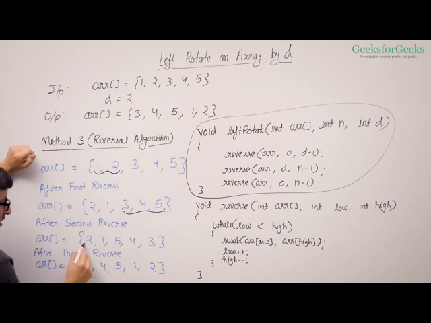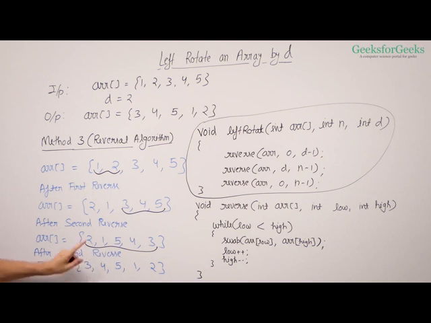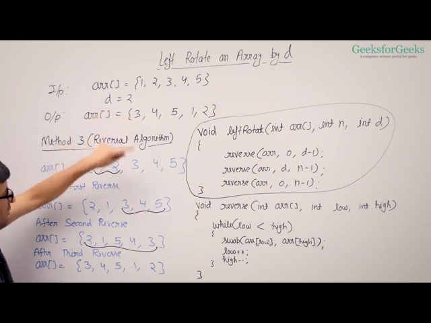After that we reverse the whole array. And after reversing the whole array we get 3, 4, 5, 1, 2. And you can notice that you have the rotated array. This array is the left rotation of the original array by 2. This is the same as your expected output array.